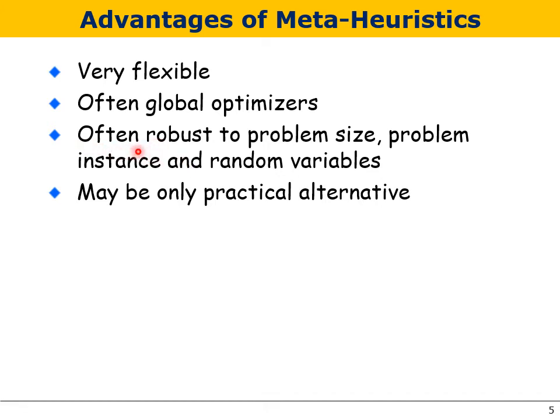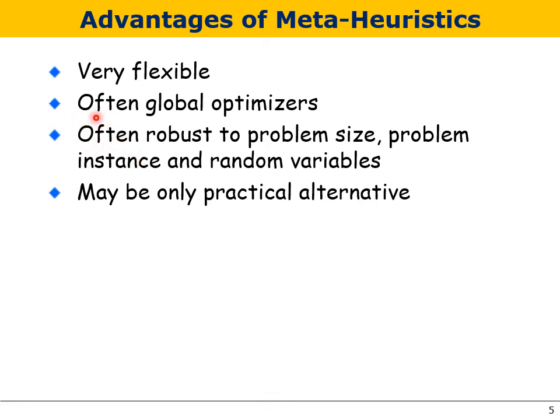They are usually robust to problem size, problem instance, and random variables. What does it mean? It means this: if you have an algorithm, when you increase the size of the problem, when you use different data, a different instance of the problem, you will still get good solutions in a reasonable amount of time. The solution time will not increase too much.